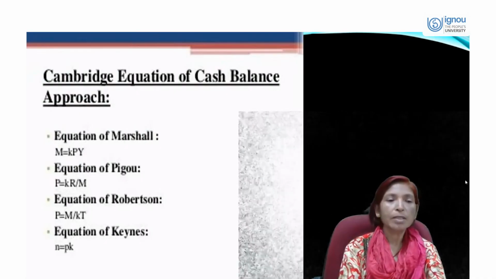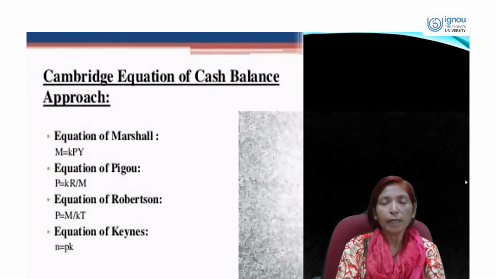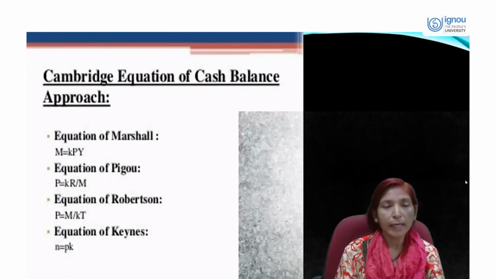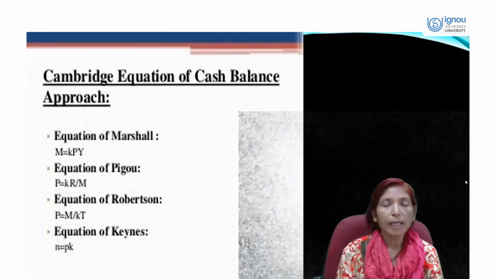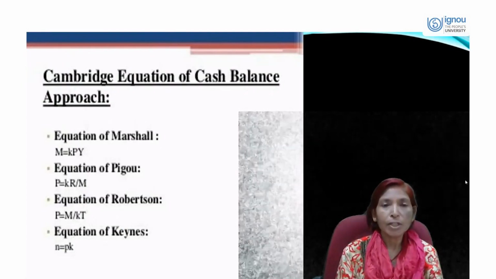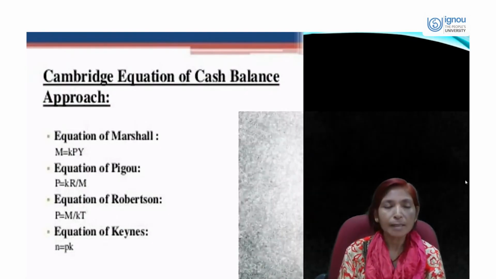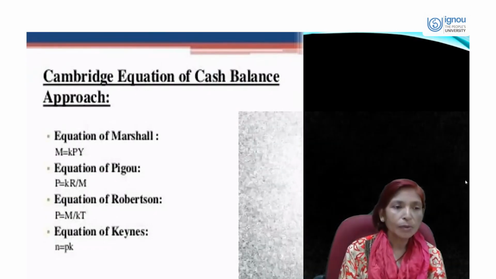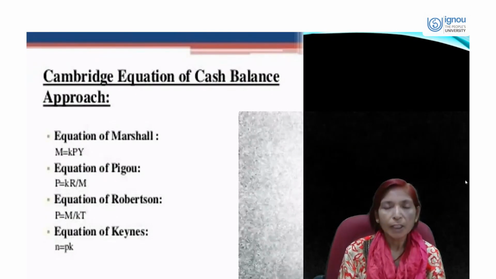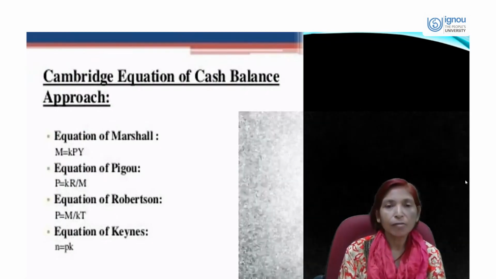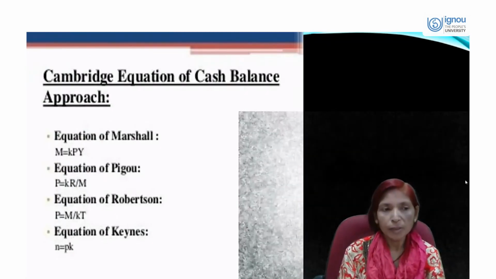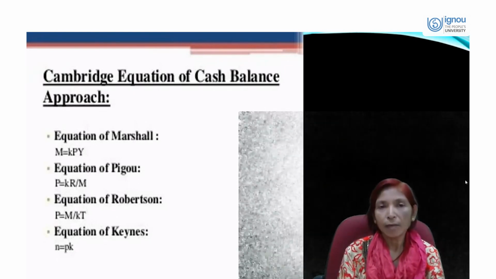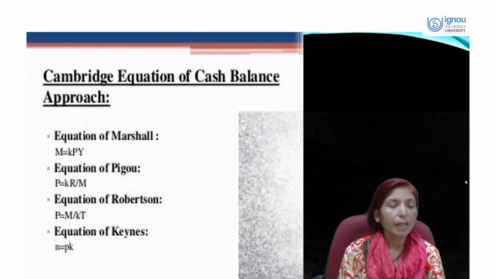And all economists gave different equations according to this cash balance approach. Marshall propounded the equation for the cash balance approach, which is M = KPY. Here K is the fraction of money which people want to keep in cash form, P is the price level, and Y is the income level of the country.